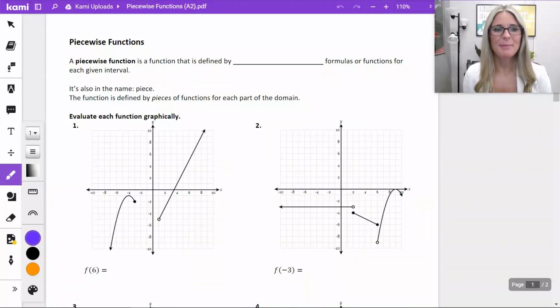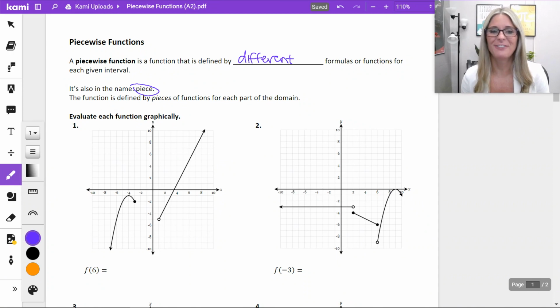Today we're going to look at piecewise functions. A piecewise function is a type of function that is defined by different formulas or functions for each given interval in the domain. It's also in the name: piece. The function is defined by pieces of functions for each part of the domain, as I just said.